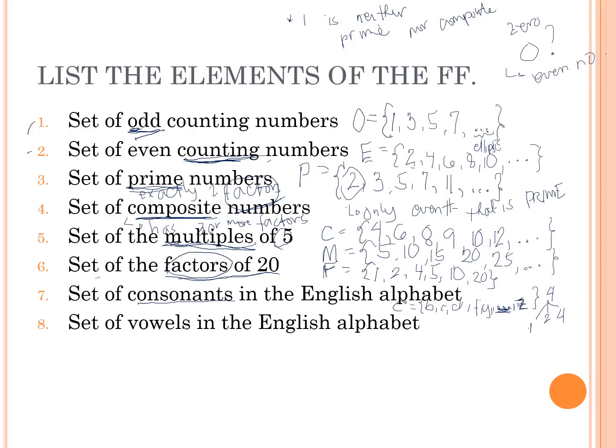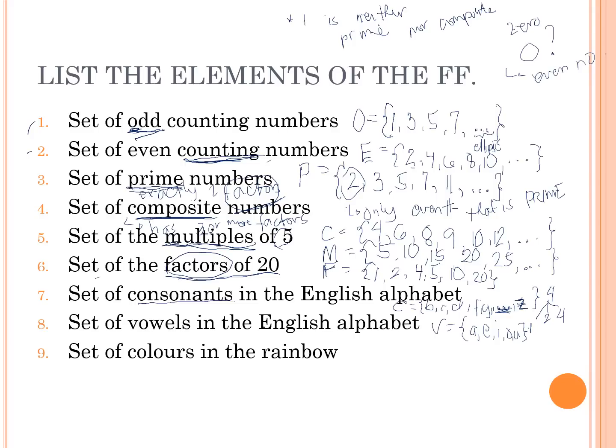And then for number 8, we have the set of vowels. I'll use letter V. In the English alphabet, we start, of course, with A, followed by E, I, O, and U. Those are the elements or the set of vowels in the English alphabet.